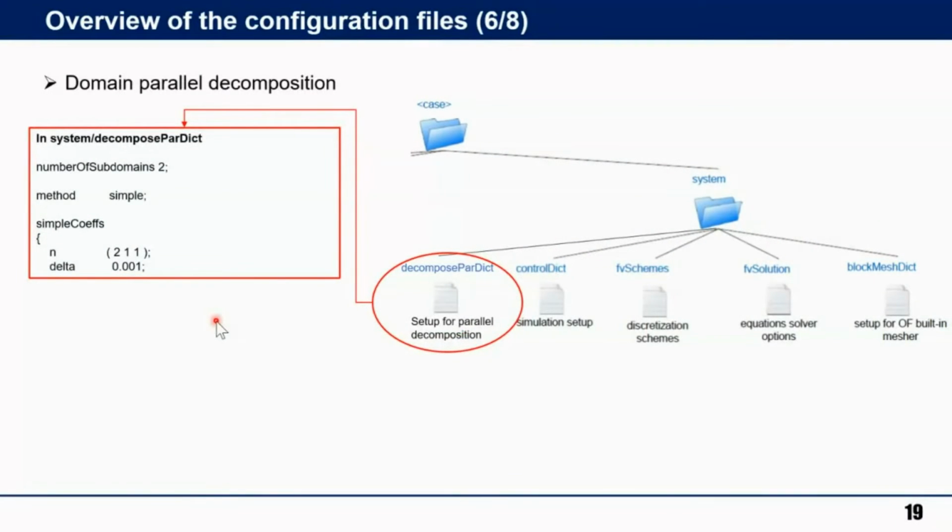Finally, you need to decompose the domain because we're running a parallel computation. So we do it with the method simple. And for this specific case, we only split along the X direction, which means that we will have 2 subdomains along X, and no splitting occurs along Y and Z directions.